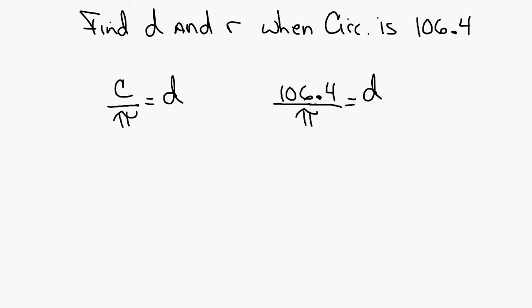So 33.868 rounds to 33.87, which equals the diameter. And just leave that in your calculator, because how are you going to find the radius? You're going to divide that by 2. So push divided by 2 equals 16.93, which equals your radius.